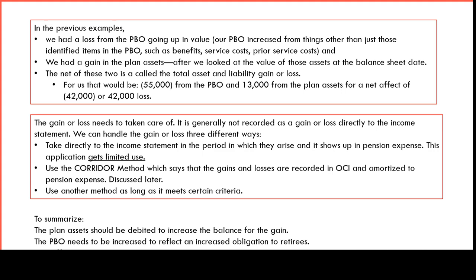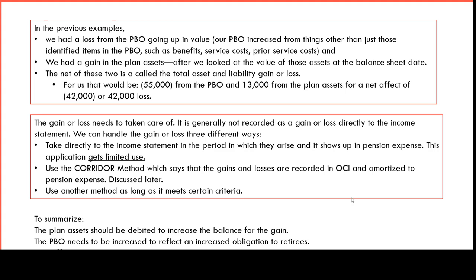This is a brief summary of everything that I have just talked about, and it's leading us up to the corridor method. And in the second square up here, the gain or loss needs to be taken care of. We don't take it directly to the income statement.